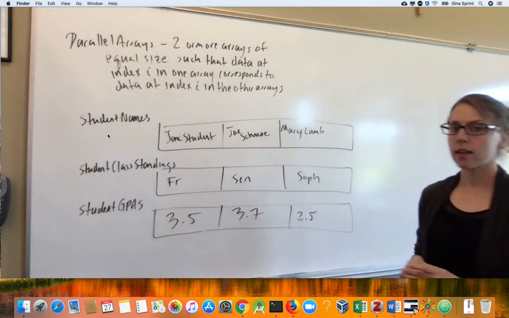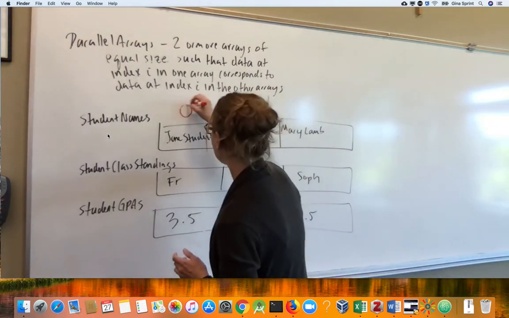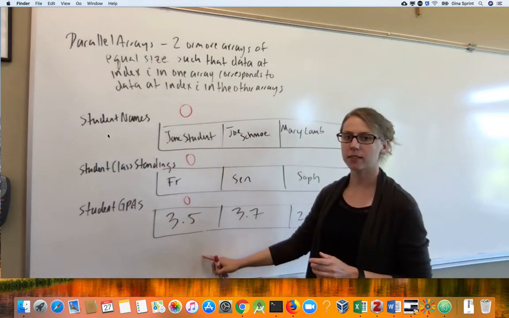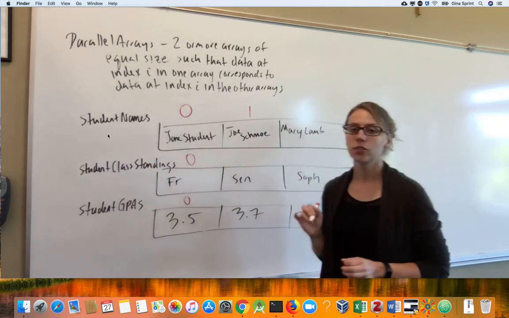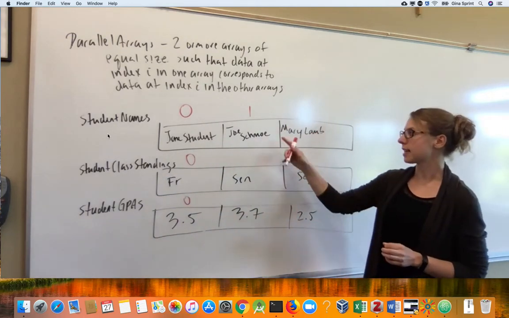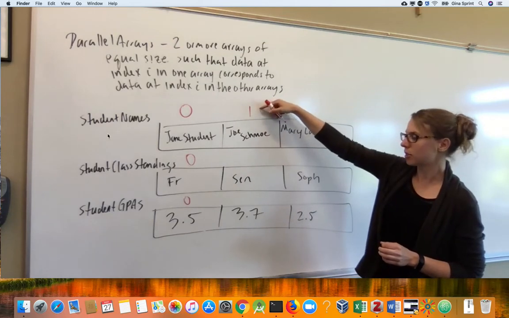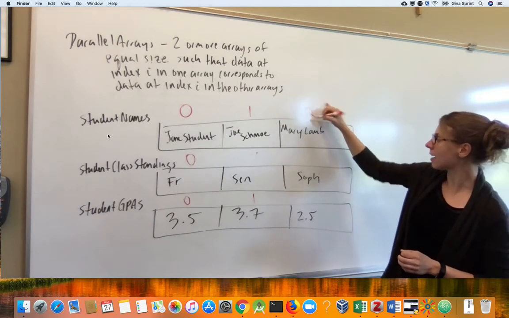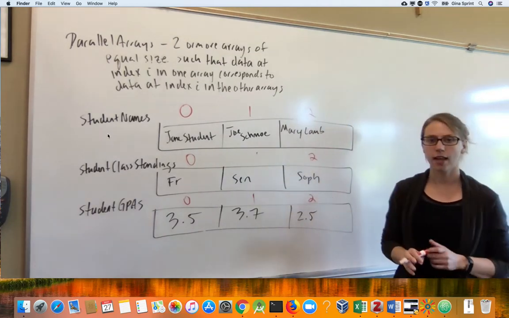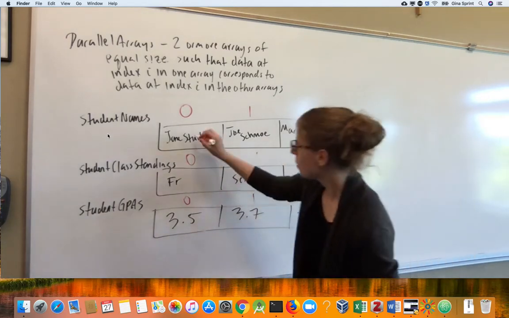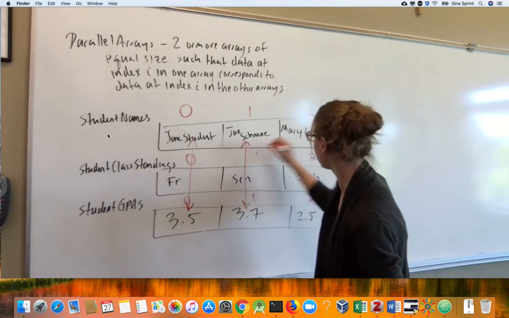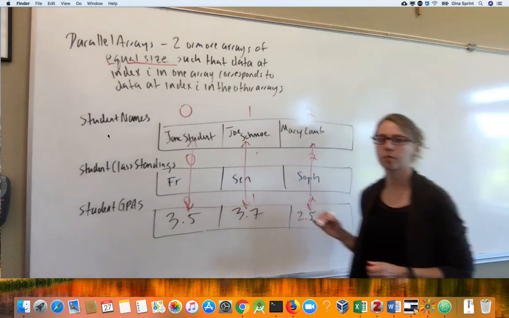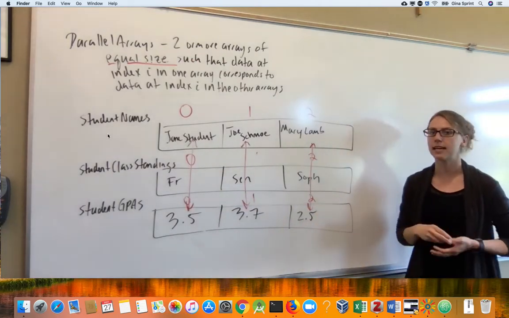These arrays are parallel because all of the information for the first student is at position 0 in all 3 arrays. All the information for the second student, Joe Schmo, is at index position 1 in all 3 arrays. All of the information for the last student, Mary Lamb, is at index position 2 in all 3 arrays. So essentially we get this kind of relationship that looks like this. This is why the arrays have to be of equal size, because there's a one-to-one correspondence between the data in each one of them.